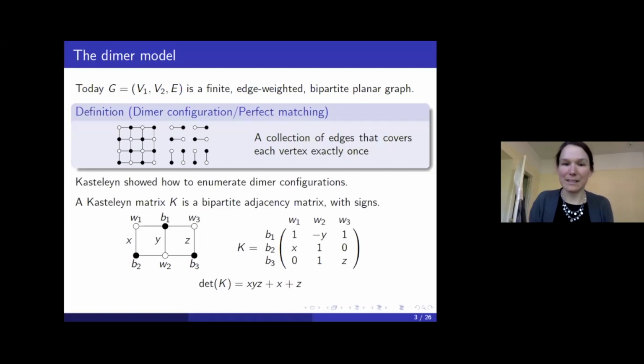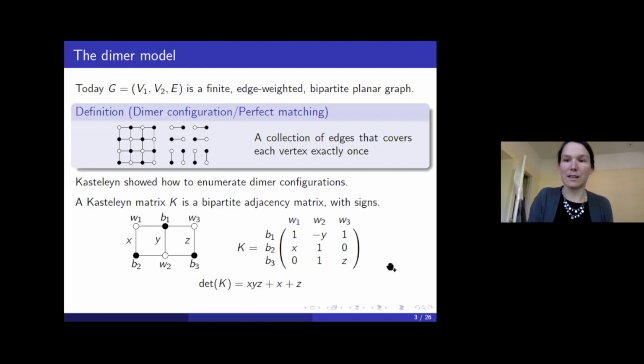And in the 1960s, Kasteleyn showed how to enumerate dimer configurations. For bipartite planar graphs, he defined a matrix called the Kasteleyn matrix that's basically a bipartite adjacency matrix with signs. So the rows are indexed by the black vertices and the columns by the white vertices, and the entry is the corresponding edge weight between two vertices if there is an edge, and if not, there's a zero. And some of the entries have signs.